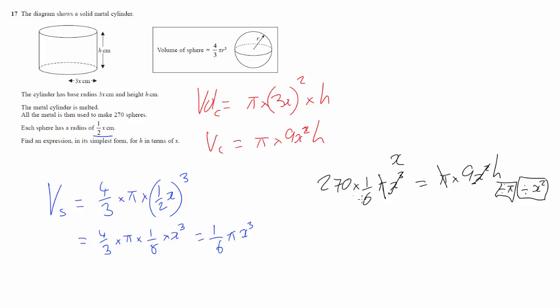Can I do 270 divided by 6? I've got a calculator, so the answer is yes. 270 divided by 6, I get 45. So I'm left with 45x is 9h, which means, and it wants h in terms of x, that means h equals. So divide both sides by 9, and I get h being 5x.